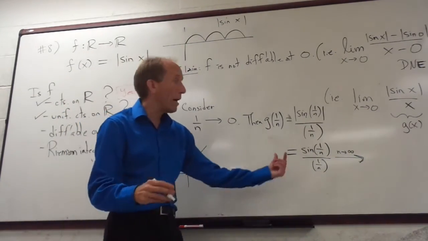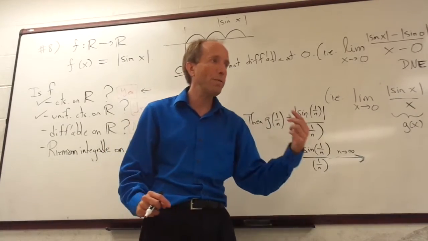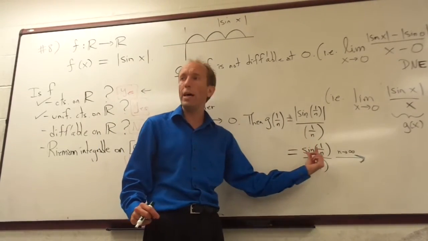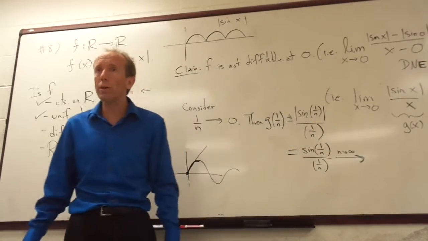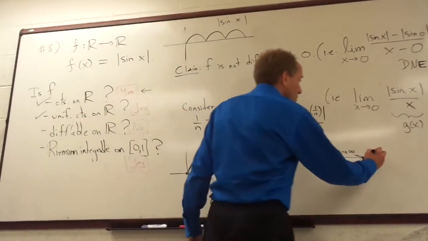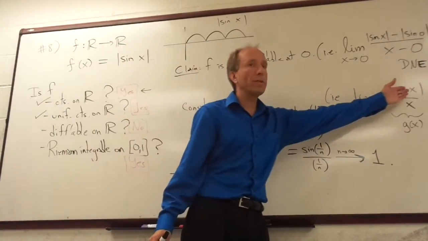You can also use a power series expansion of the sine function. I think I did this in an earlier review session. If you use the power series expansion of the sine function and then cancel with the denominator, you quickly can show that that is 1. So this goes to 1, right? Does that prove that this limit doesn't exist?